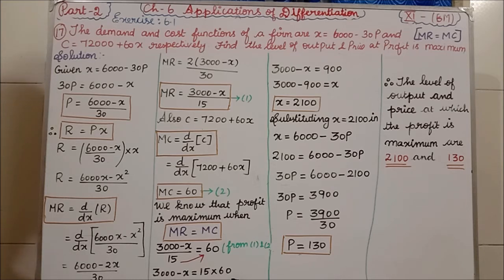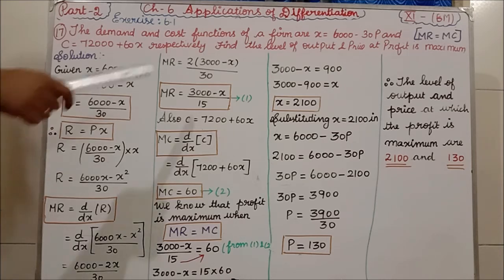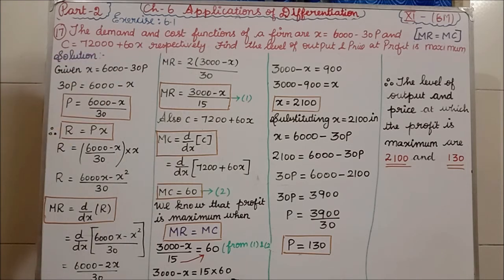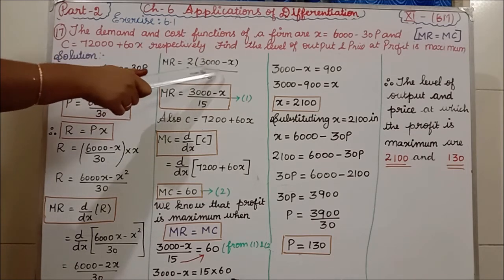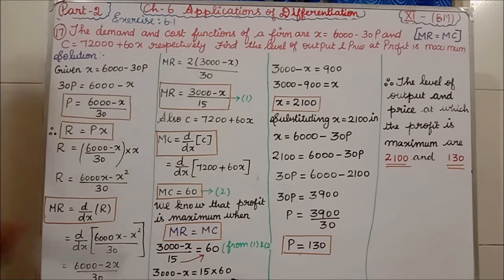In the numerator we have 2 as common, so we can take that 2 out. If you take that 2 out, what do you get inside? 3000 minus x divided by 30. Clear? So 2 and 30, if you cancel, what do we get? 3000 minus x divided by 15. Now we have got the marginal revenue value.